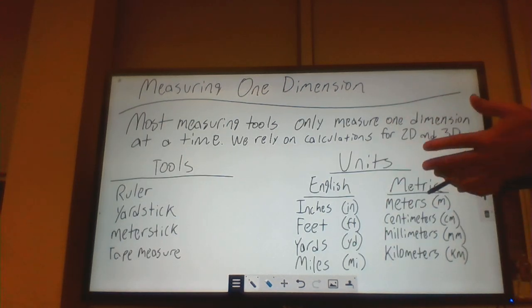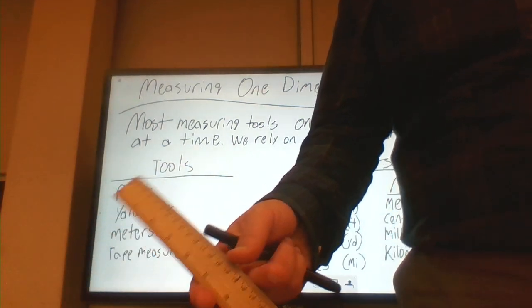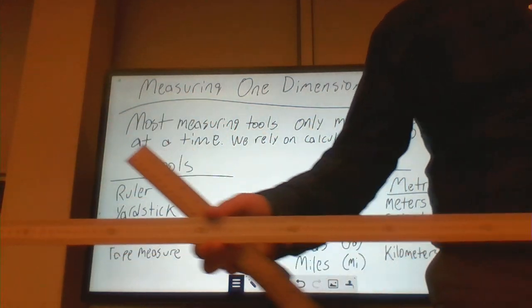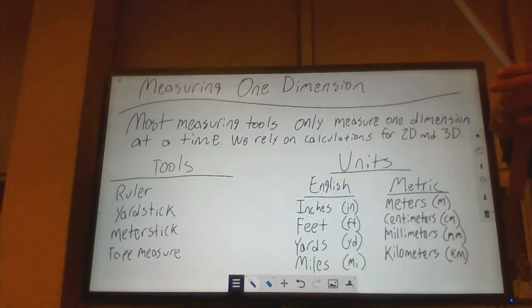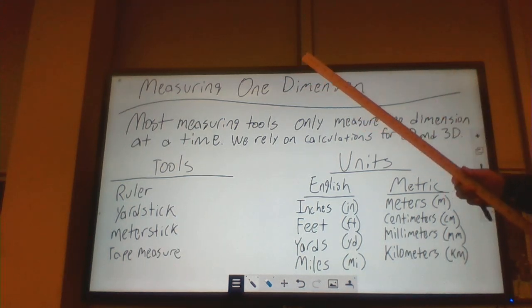So let's start with one dimension. Most measuring tools, pretty much all measuring tools, only measure one dimension at a time. And a dimension has to be straight, and the tools that we use are also straight. So we've got a ruler, for instance, or perhaps a meter stick, or we could use a tape measure. There's a number of different things that we could use in order to measure length or distance. But the fact is that when we're measuring a dimension, it has to be a straight line.